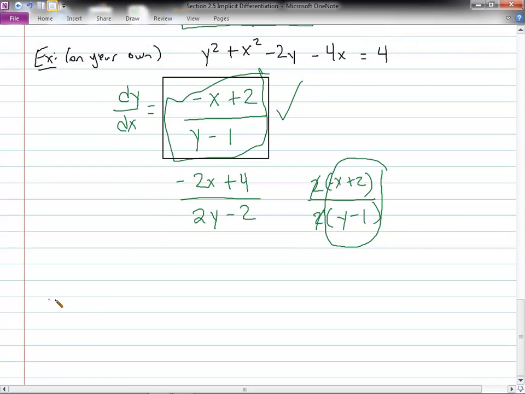Okie dokie. Next question. Example. Let's do this in black. Let's actually ask a more realistic applied question. Let's find the slope of a tangent line. Determine the slope of x squared plus 4y squared is equal to 4 at the point square root of 2, negative 1 over square root of 2.